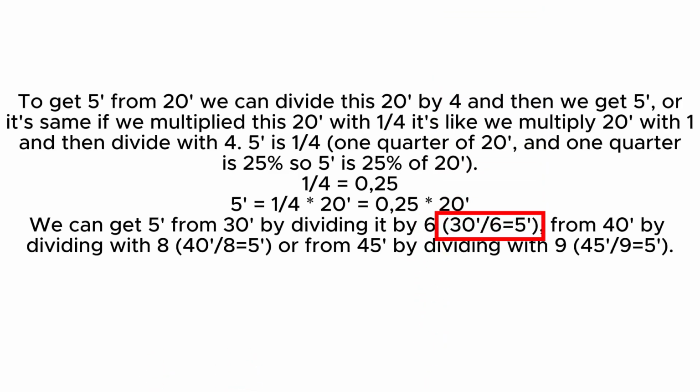We can get this 5 feet from 30 by dividing it by 6. 30 feet divided by 6 is 5 feet. From 40 feet by dividing with 8. 40 feet divided by 8 is 5 feet. Or from 45 feet by dividing with 9. 45 feet divided by 9 is 5 feet.